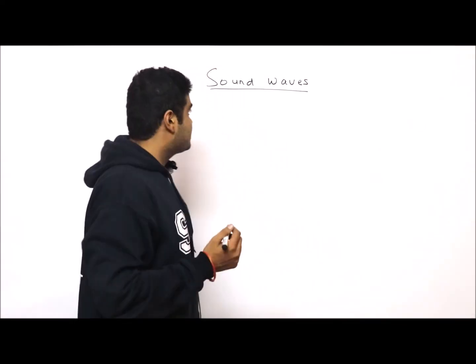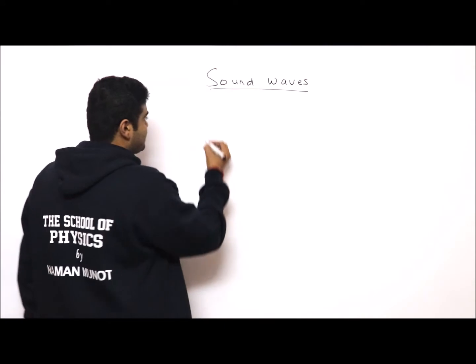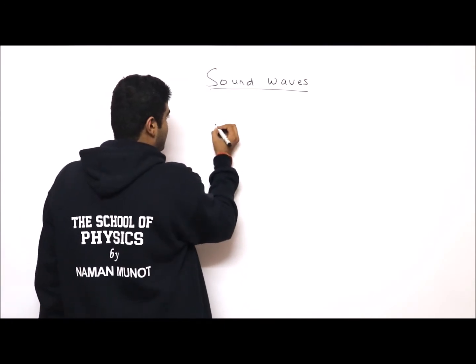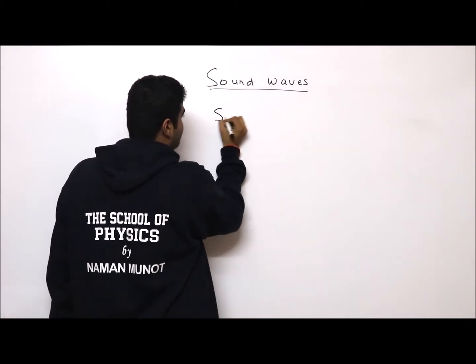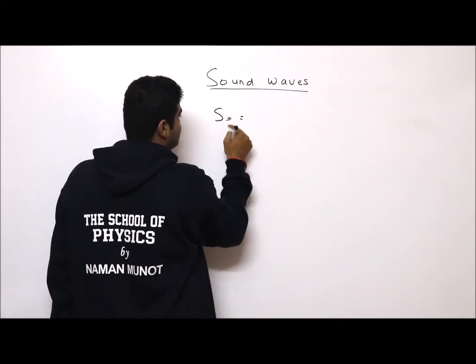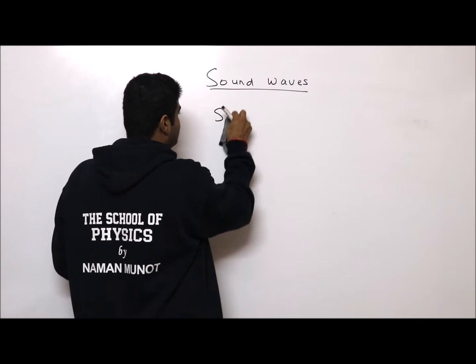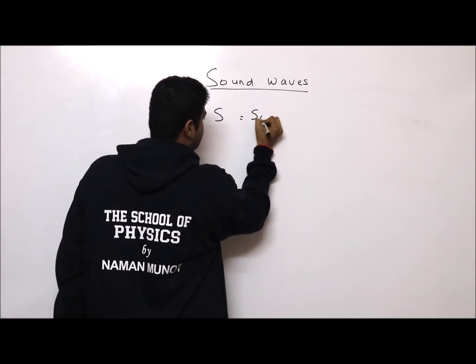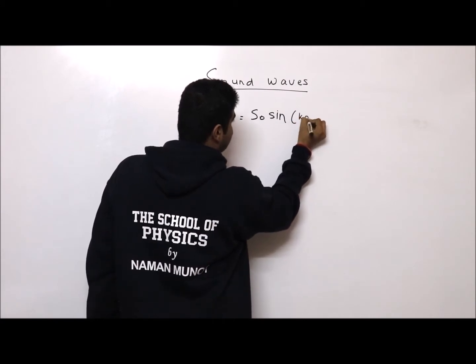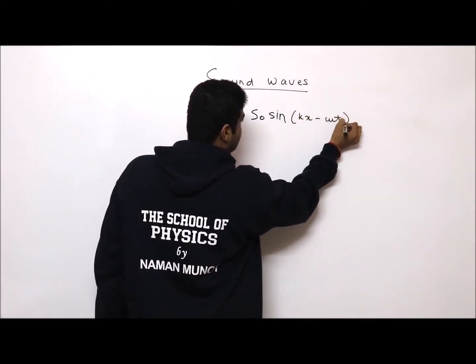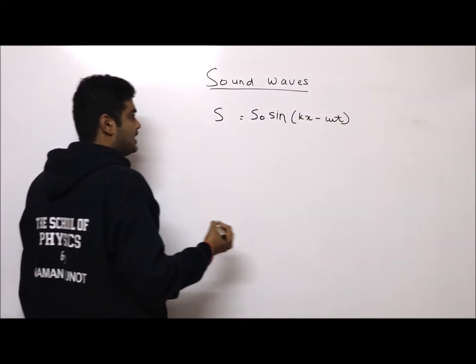So let's begin with sound waves. What is a sound wave? We have seen in our last chapter, waves in motion, that for a wave, the displacement equation comes out to be something like S equals S naught sine of kx minus omega t, or omega t minus kx.